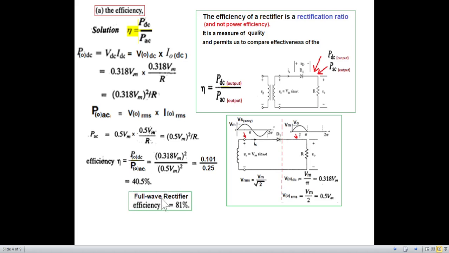Just for your information, in the case of a full wave rectifier, the efficiency increases to double that of the half wave, that is 81%.